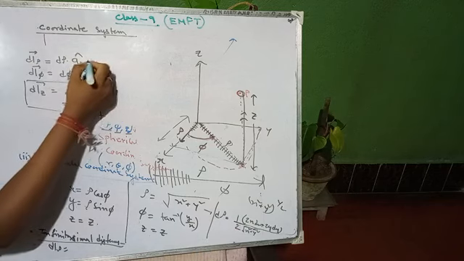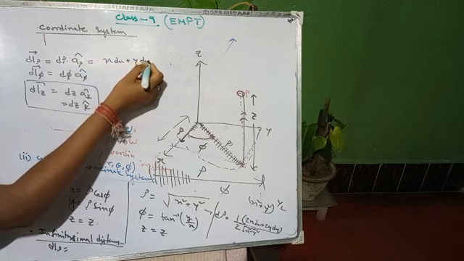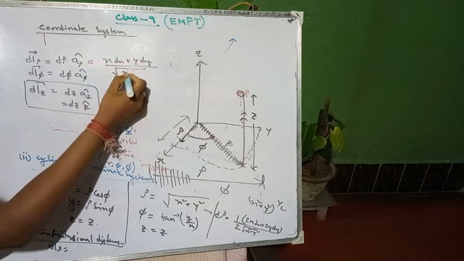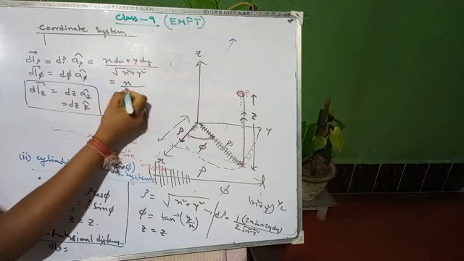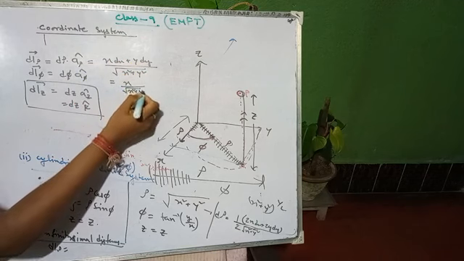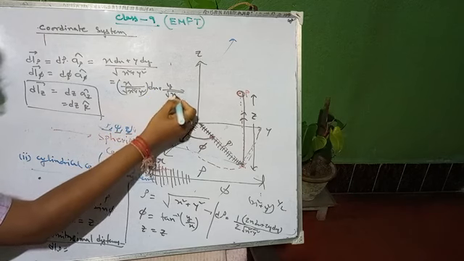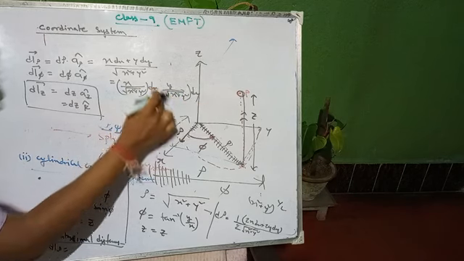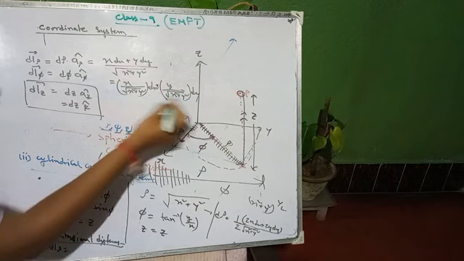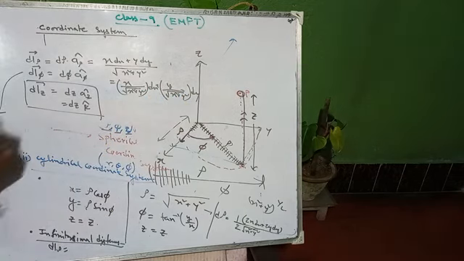So d rho equals to how much? x dx plus y dy by root over of x square plus y square. That will be equals to x by root over of x square plus y square into dx plus y by root over of x square plus y square into dy, right? So this is your dx and dy. So dl rho, okay? And dl phi means what?